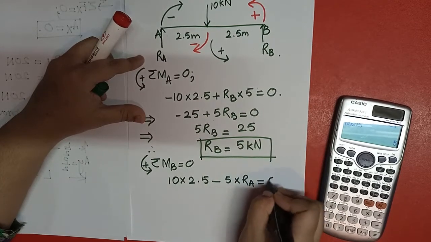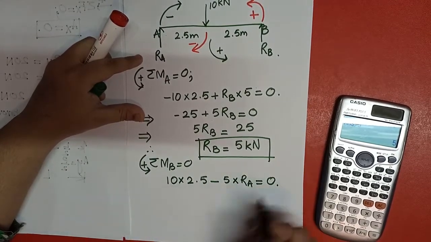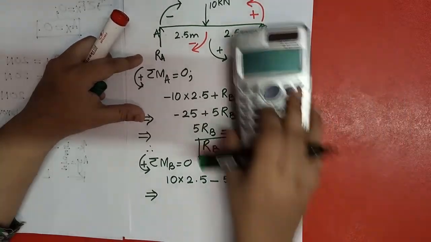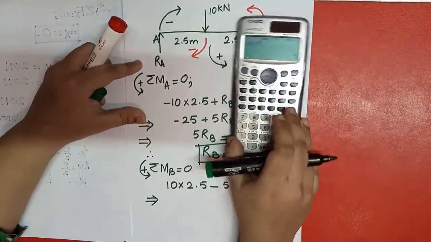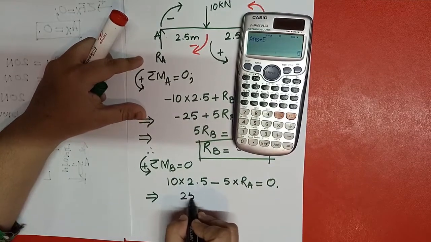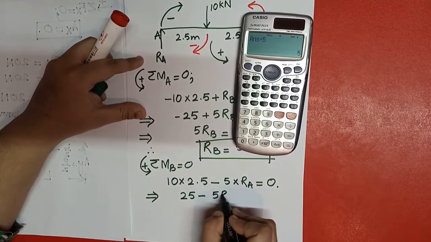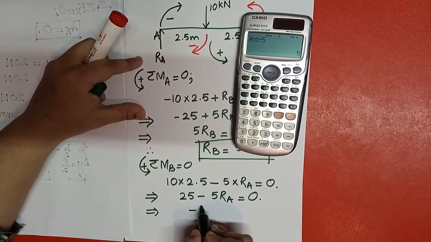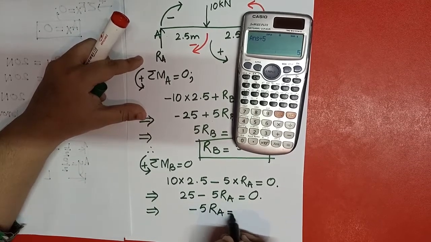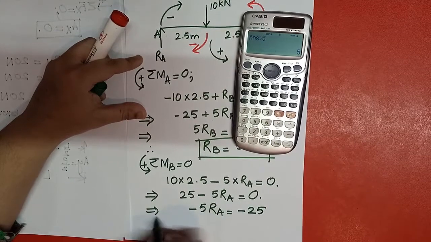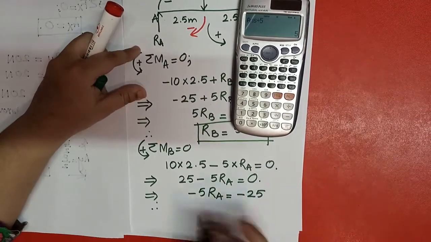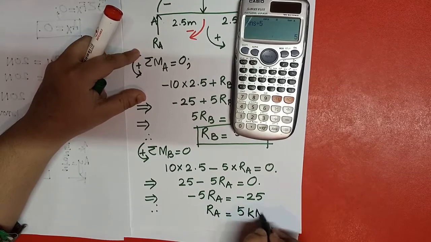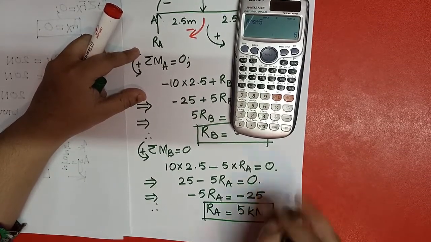So I can calculate RA from the moment also, from the equation of moment. 10 into 2.5, the answer will remain the same, 25 minus 5 RA. So I can bring 5 RA over and write down minus 25. Therefore RA becomes 5 kilonewton.